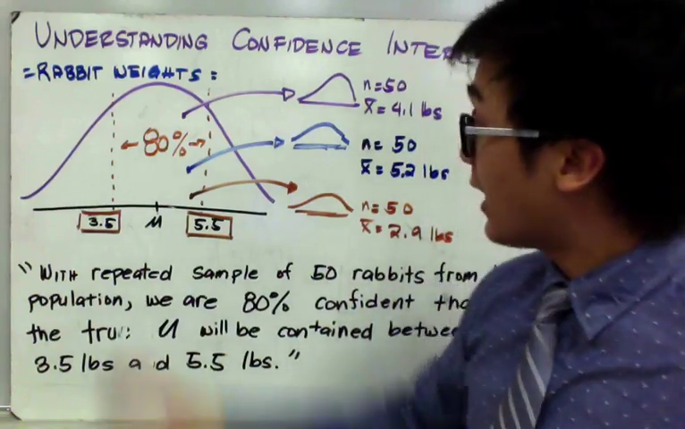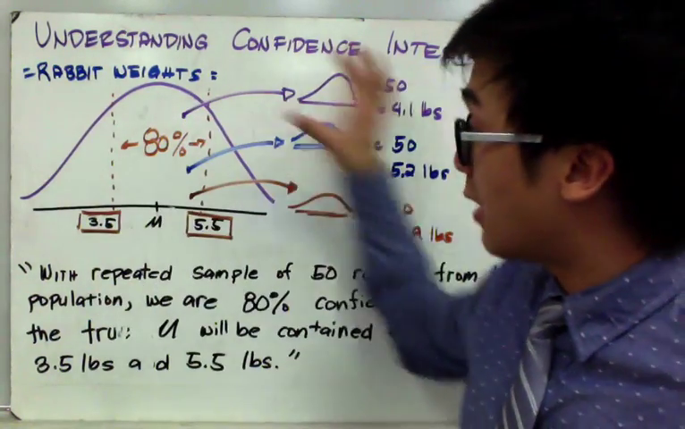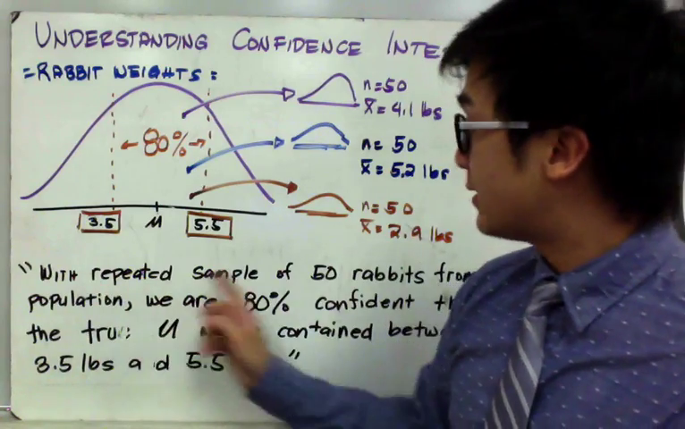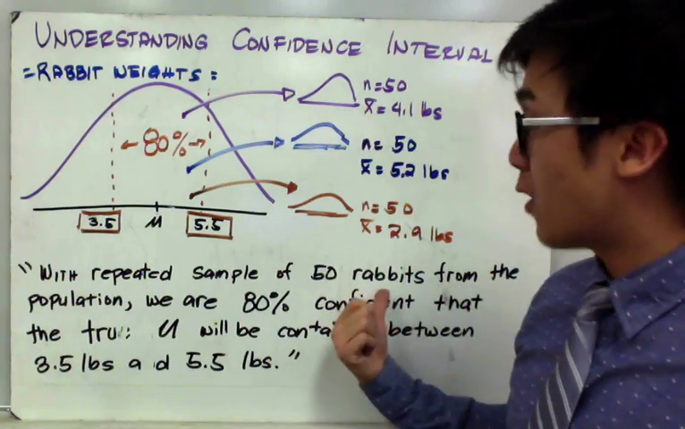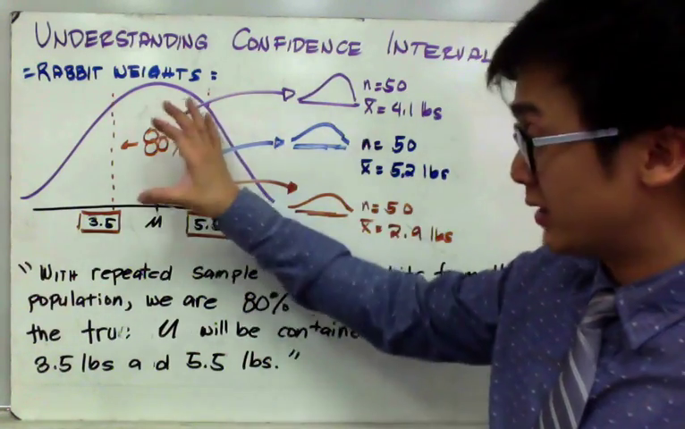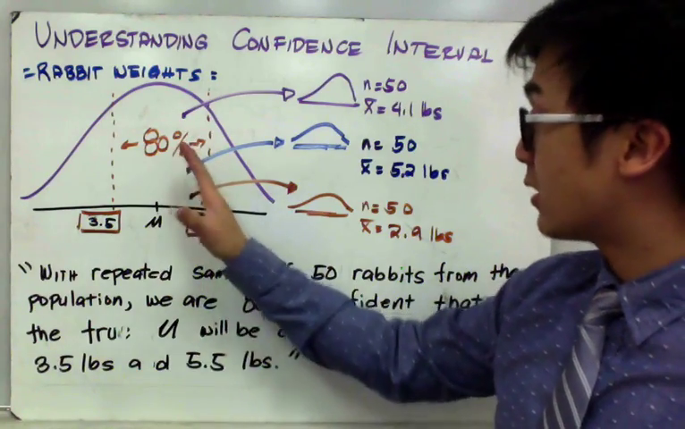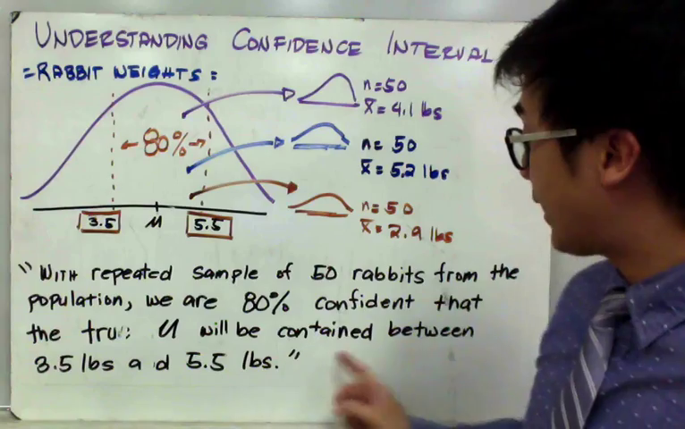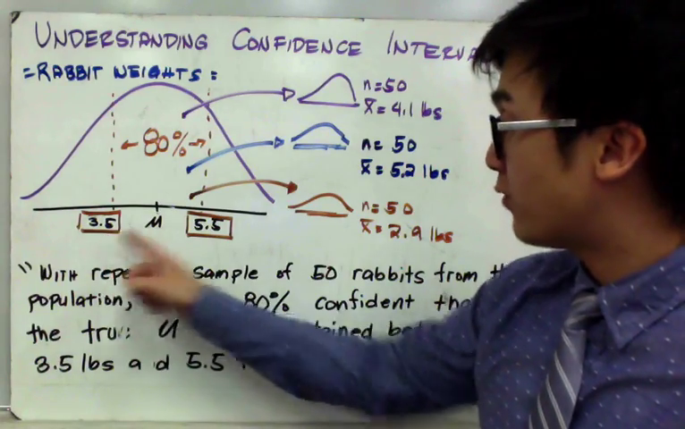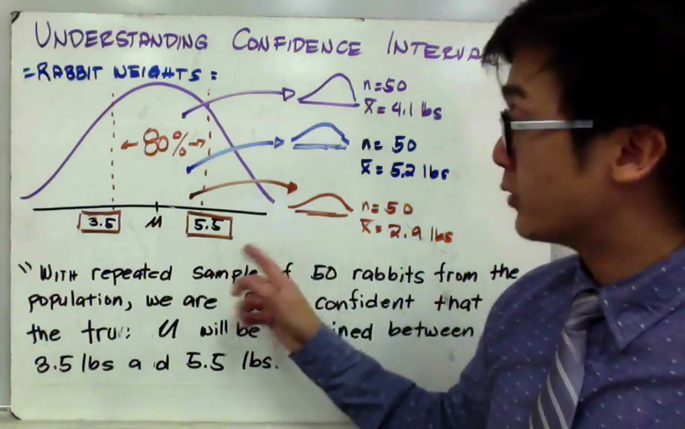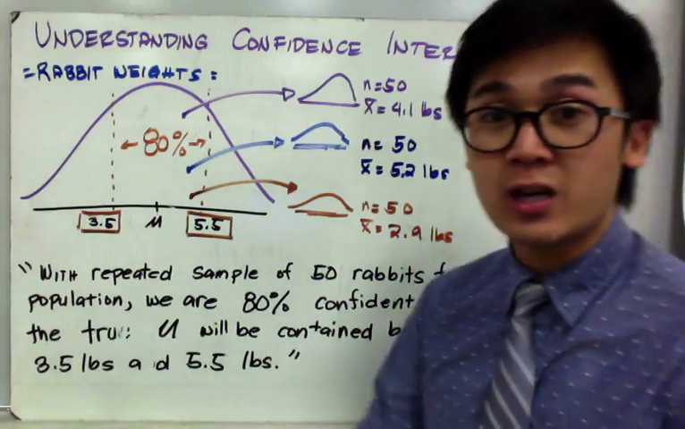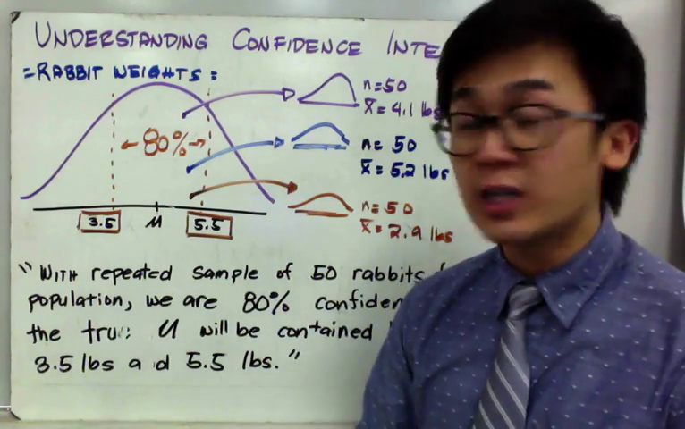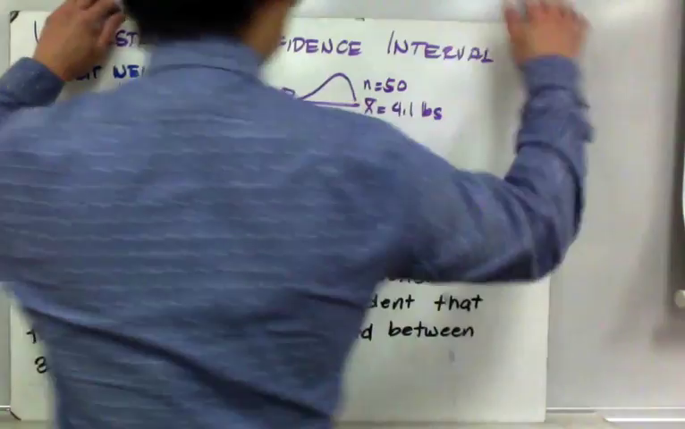Now, to summarize what we just did in my example, with repeated samples of 50 rabbits from the population, we are 80% confident that the true population mean will be contained between 3.5 and 5.5 pounds. So that is basically the gist of how the confidence interval works in inferential statistics.